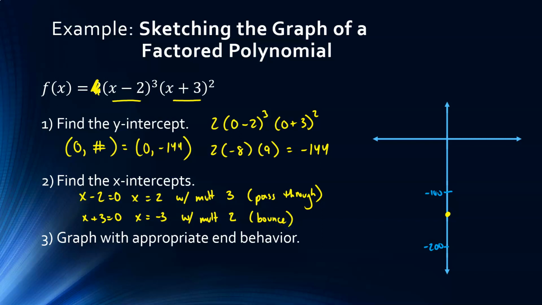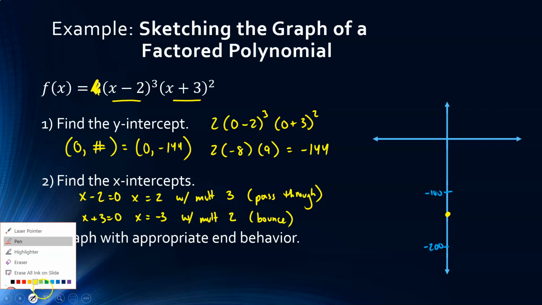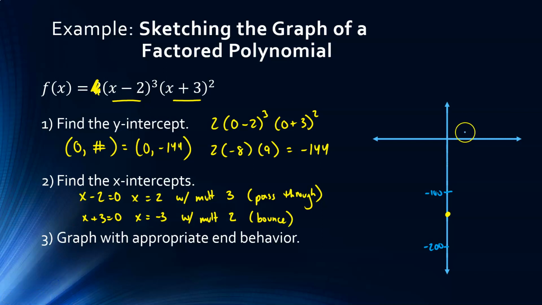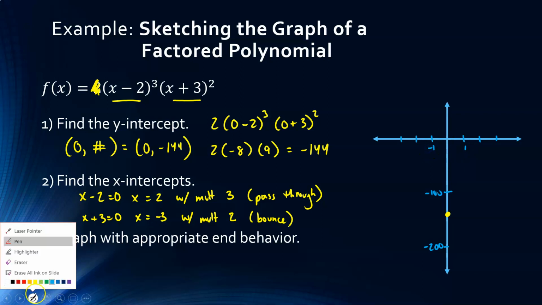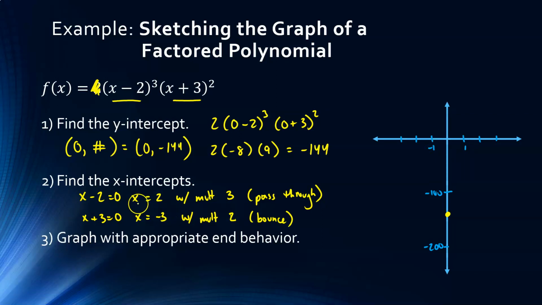So let's graph those points. I'll use my blue to draw my lines. We have an x-intercept at 2 and an x-intercept at negative 3. At the x-intercept at 2, it's going to pass through that point. At the x-intercept at negative 3, it's going to bounce off that point.